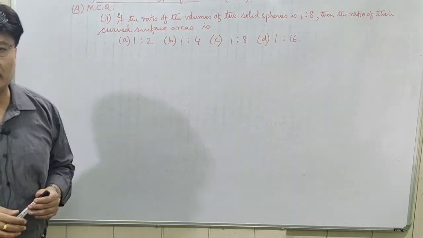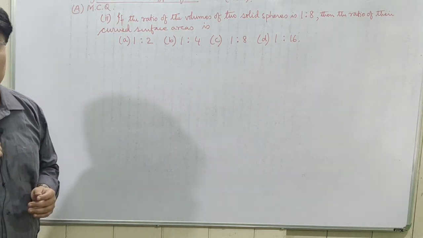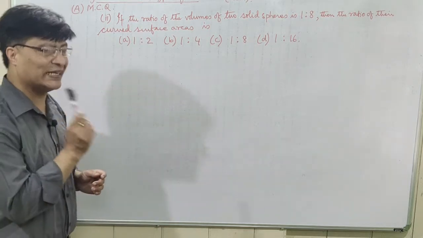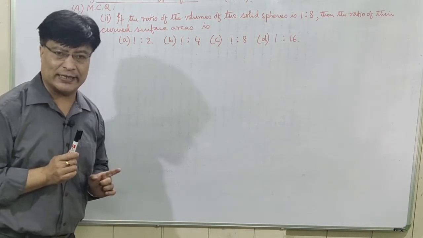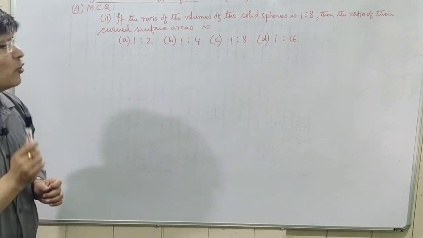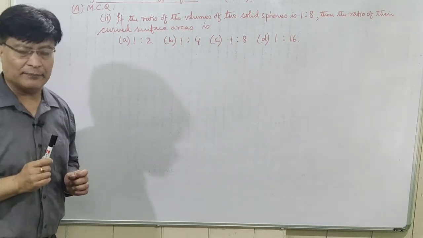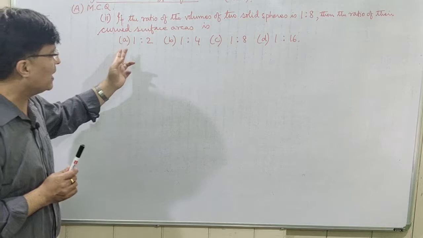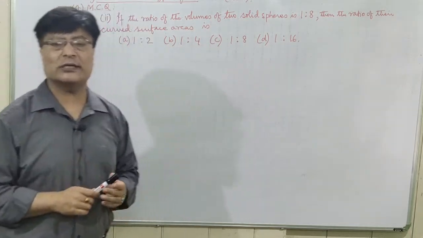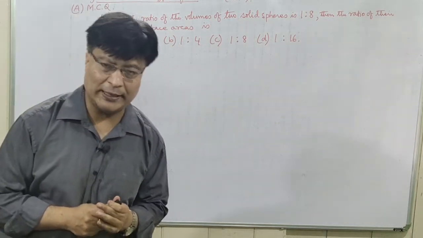So what is given here? The ratio of the volumes of two solid spheres is given. It is 1:8. You have to find out the ratio of their curved surface area. So here the options are given A, B, C and D. So which is the correct option? You have to check it.